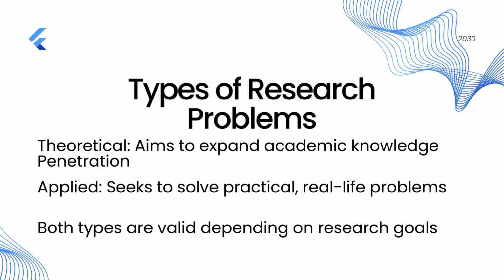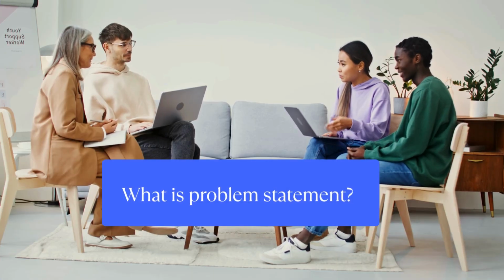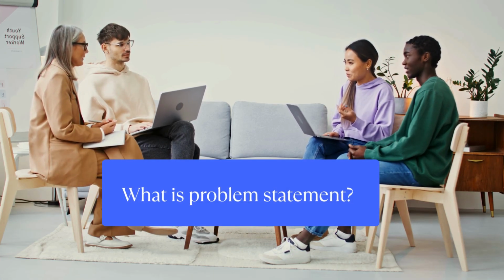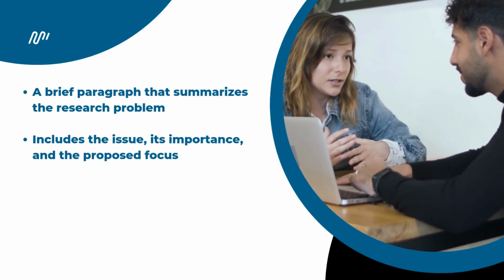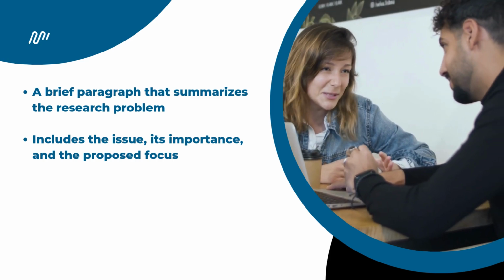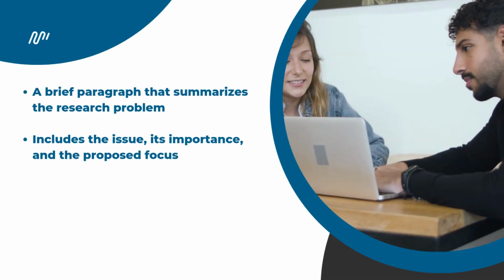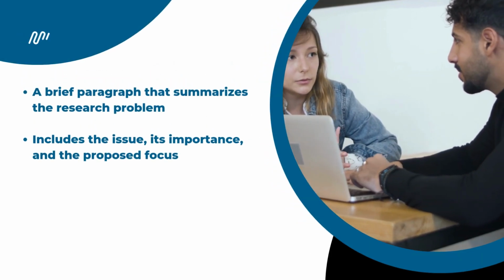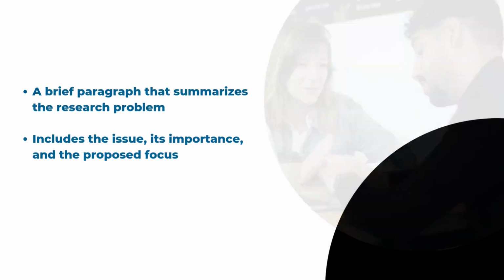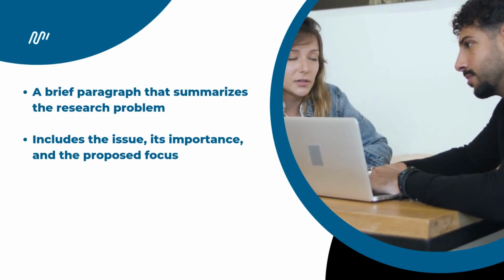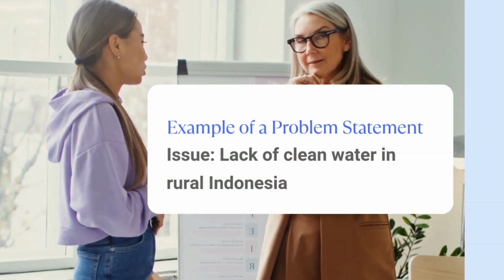Once you have identified your research problem, you need to express it clearly in the form of a problem statement. A problem statement is a short paragraph that summarizes the issue your research will address and how you plan to do it. While your research problem may take a few paragraphs to explain in detail, the problem statement is meant to be brief and focused. Here's an example.